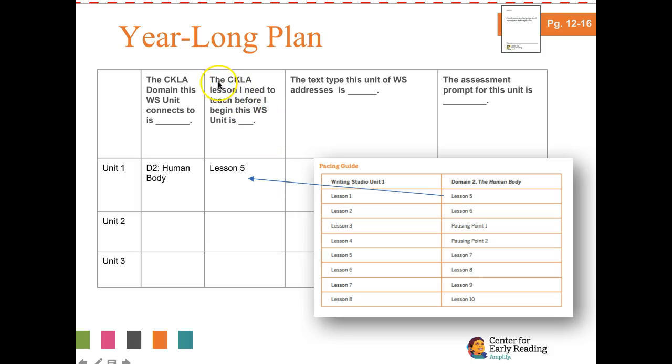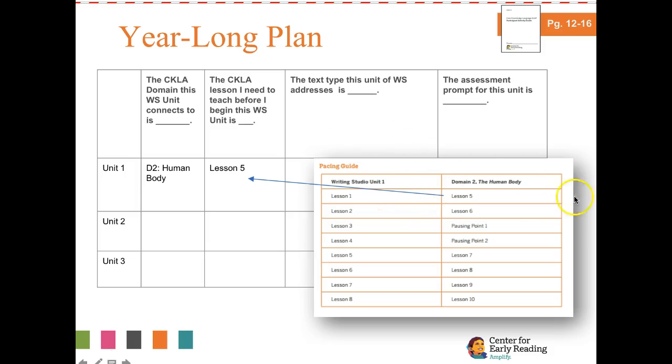The next column is a little trickier. It says, the CKLA lesson I need to teach before I begin this Writing Studio unit is, and the correct answer for Unit 1 is Lesson 5. But let me talk to you about how I got there. There are pacing guides located within your program guide. So you will have one pacing guide chart for each Writing Studio unit. We've included 2 of these in your participant activity guide to help you complete this activity, but you do have all of them located in the program guide.